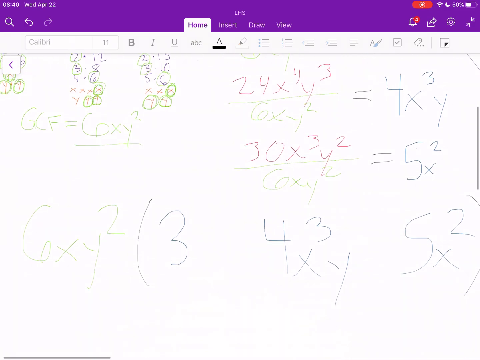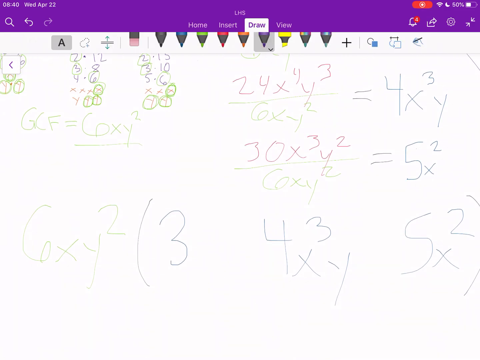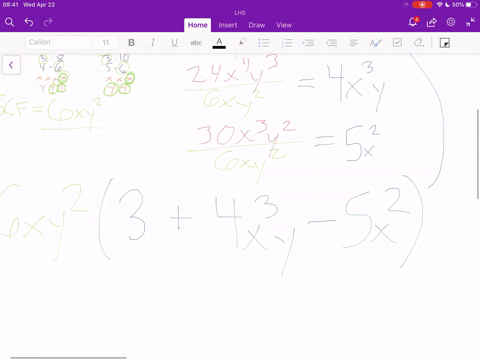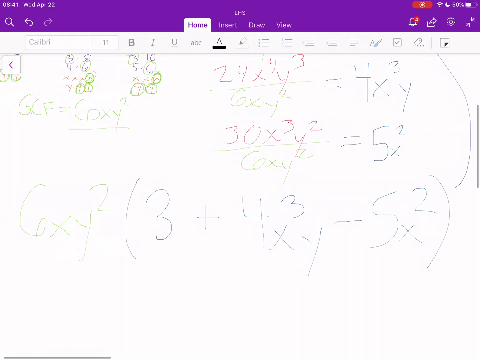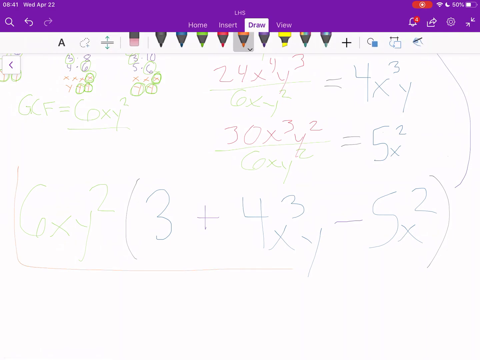So it should be positive 3. That's good. We'll just leave that. That means we don't have to write a negative in front, but we don't really need to write a positive. The second one's positive, so I'll write a plus symbol in between. And then the last one's negative, so I'll write a minus sign in between. And this, which I'm about to circle in orange, this whole thing, is my final answer.